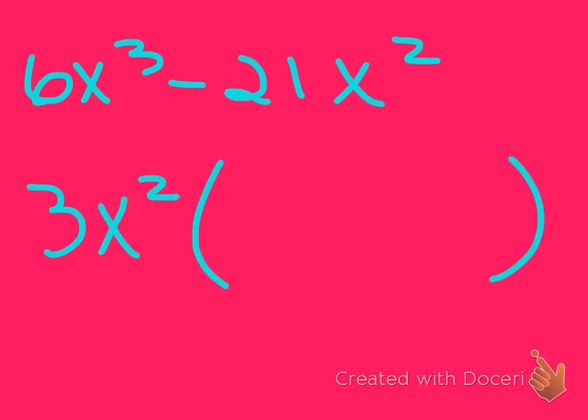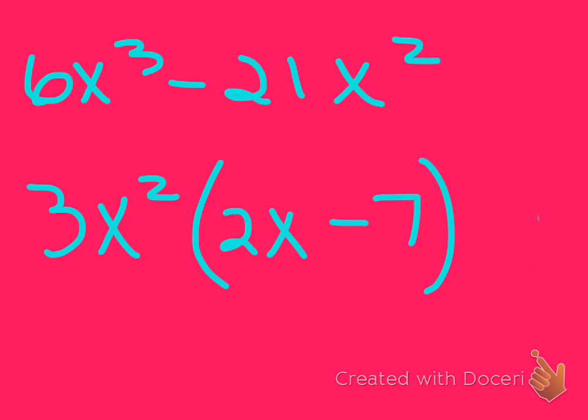So then, 6 divided by 3 is what? 2. And x to the third divided by x squared, it'll just be 2x. Because when we divide, we subtract the exponents: the 3 and the 2 is 1. And then 21 divided by 3 would be 7. Just 7. And is this an add or subtract in between them? Subtract, because of this minus right there. And this, I have just factored it.